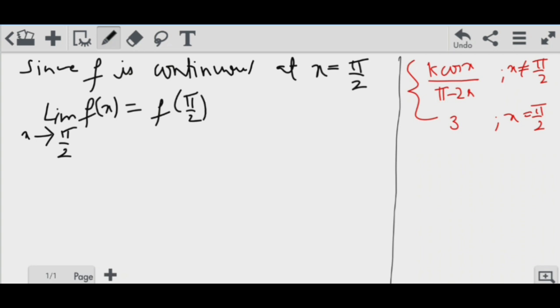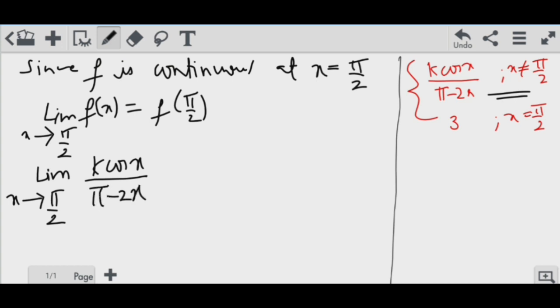So what happens to the limit of this function? Limit of f of x as x tends to pi by 2 means x is not equal to pi by 2. Not equal to pi by 2 branch is the first branch, where the value of the function is k cos x divided by pi minus 2x. This is equal to f of pi by 2. At x equal to pi by 2, the function value is 3. So now we have to solve this limit.